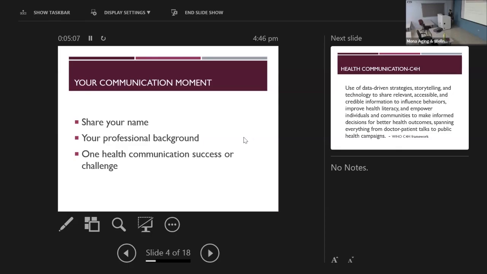All right, yes, the stigmatized health issues definitely require a lot more effort and are usually not very popular in terms of being acceptable or people wanting to associate with it. So that's definitely an area that we want to see more success in.